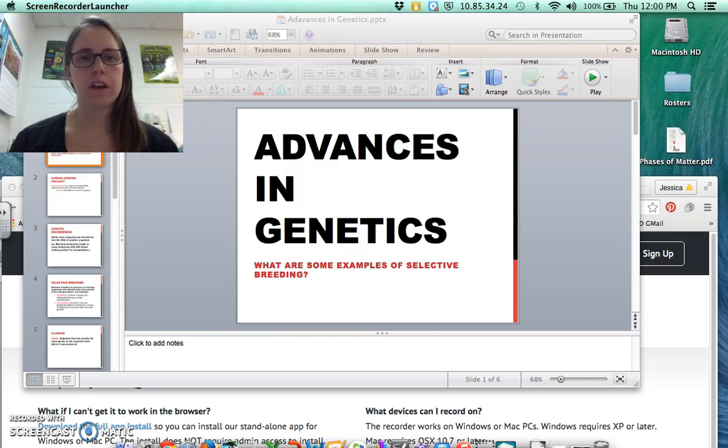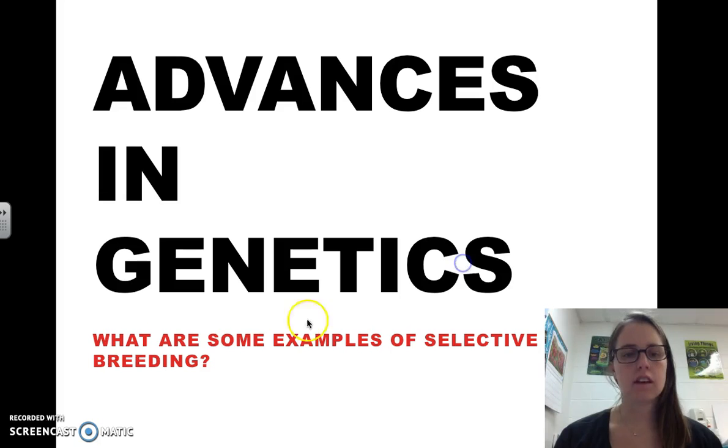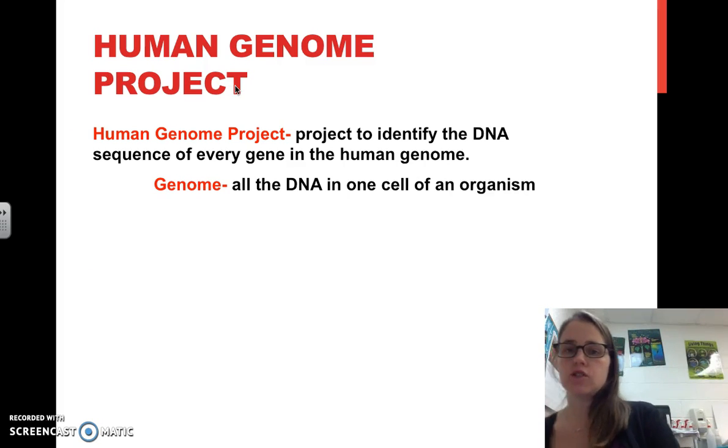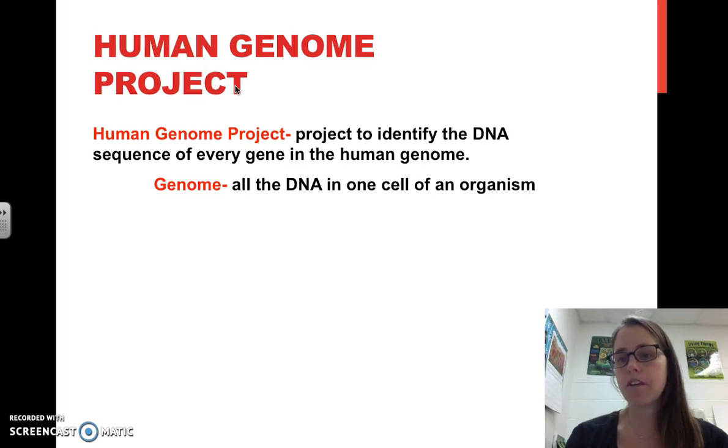We are going to talk about advances in genetics. First off, you should know that the Human Genome Project is the project that is used to identify the DNA sequence of every gene in the human genome. It's never going to be 100% done, but we know what 99.9% of the genes inside the human genome do, and basically most of the time how to manipulate them.